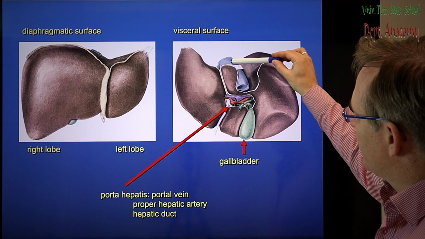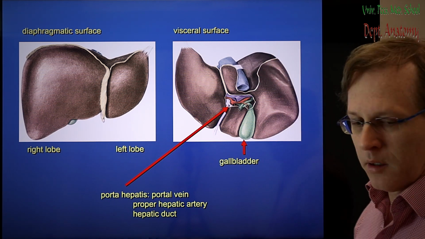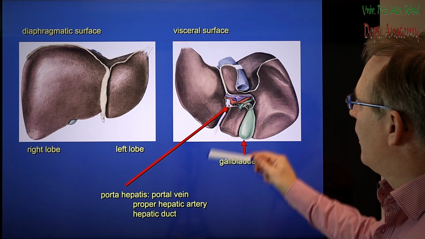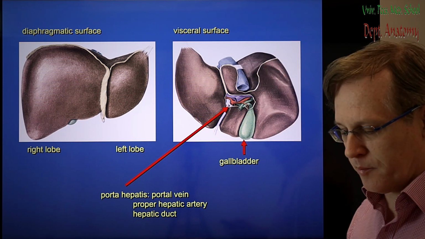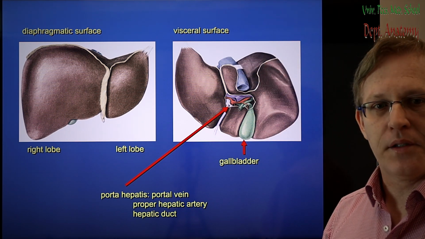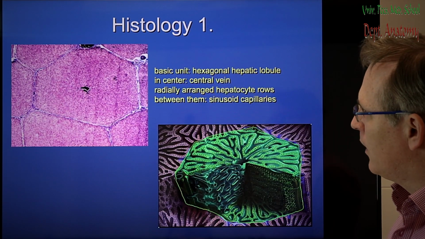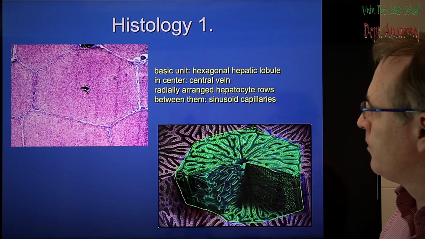And finally, in between the right and the left lobe on the visceral surface, we have a last portion of the inferior vena cava. The inferior vena cava pierces the diaphragm, and after piercing the diaphragm, opens into the right atrium of the heart. Let's see the basic knowledge of the histology of the liver.